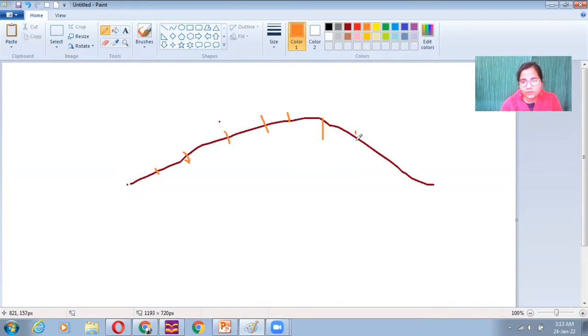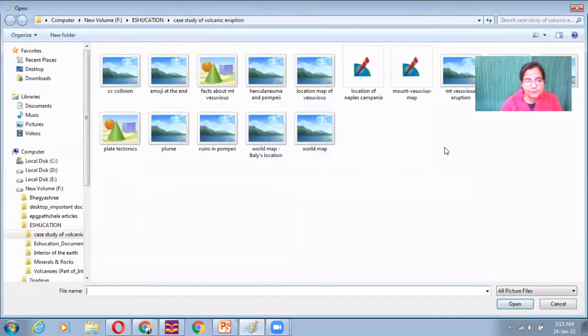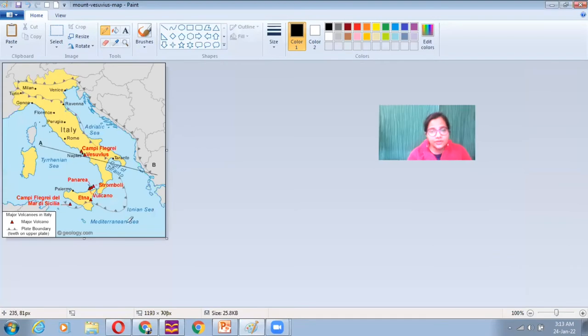That means below this arc, there must have been convergent plate movement, for which the magma is trying to come up in the form of lava. And when it is trying to push through, there is a volcanic eruption. Let's look into this Mount Vesuvius map. Okay, please look here. What is happening? Can you see one arc? I'm giving it a green, orange color.